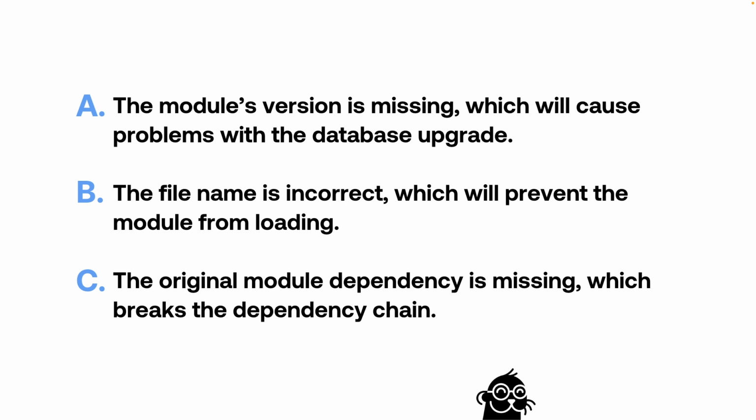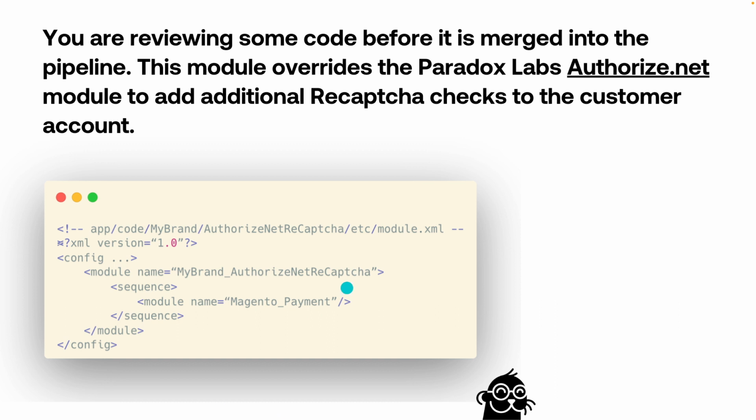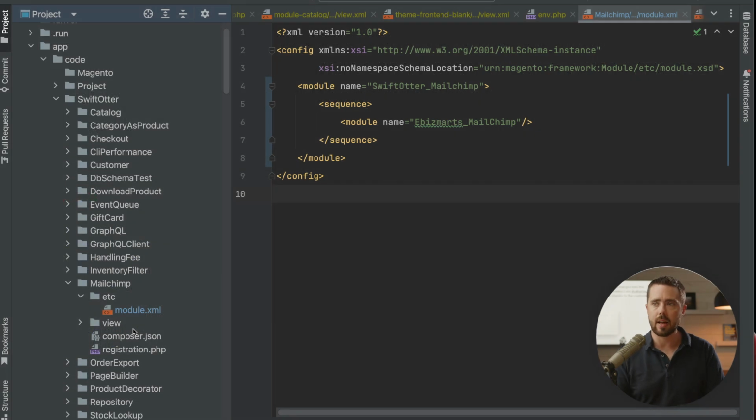B, the file name is incorrect, which will prevent the module from loading. I tell you what, I have done this so many times. I have put it in etc/frontend/module.xml, or actually more like the routers, router configuration. Yeah, I think, or the ACL. I mean, it's so easy to get these in the wrong directories. But etc/module.xml is correct, and we can even take a look over here at my computer.